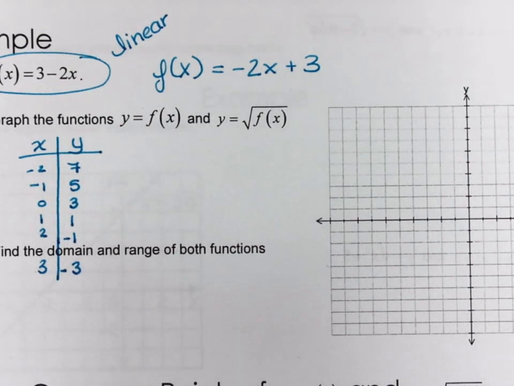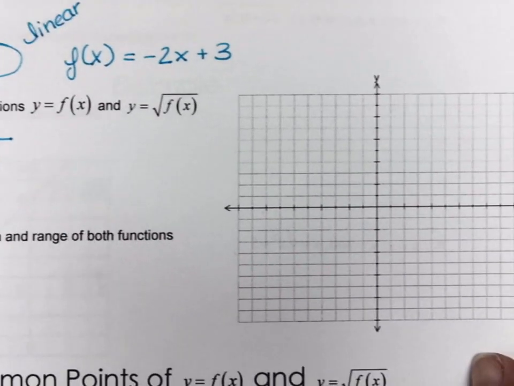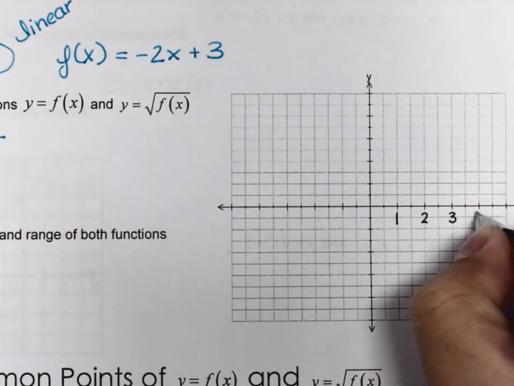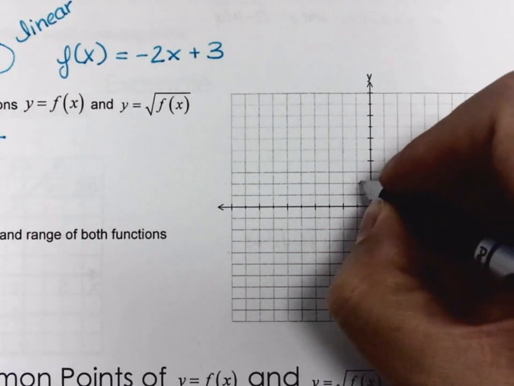All right, so let's graph that. I need some increments here. So, what do I want to go up by? I think I want to go up by every second one.